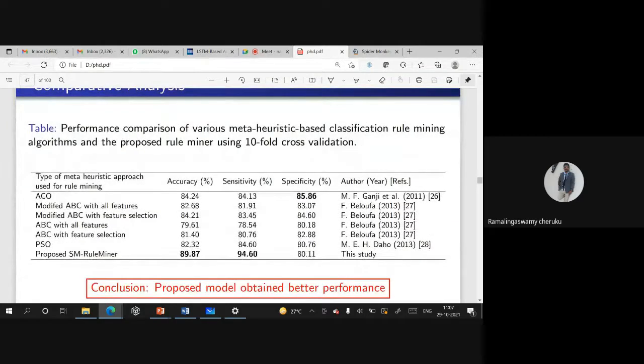Of course, we had compared this proposed model with similar approaches, where we have used different algorithms for a similar task.